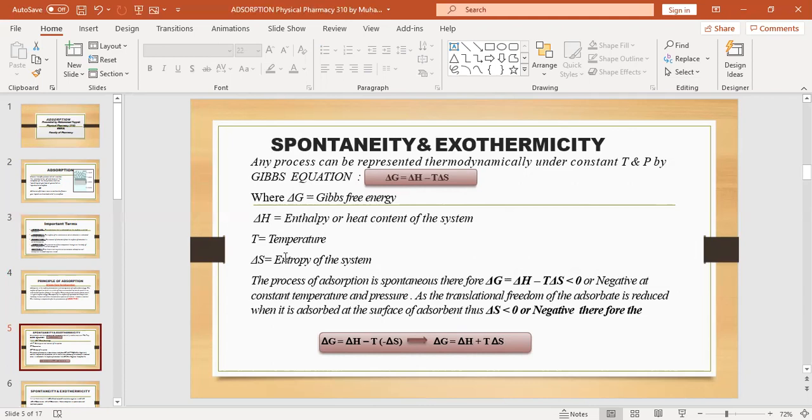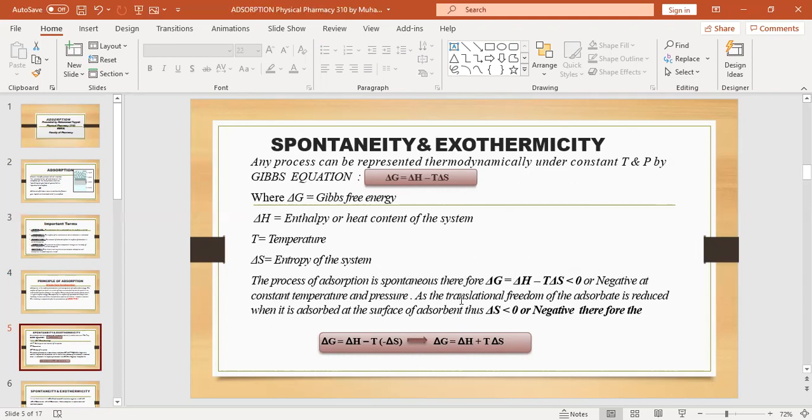The process of adsorption is spontaneous. Therefore, delta G, which is delta H minus T delta S, is less than 0. Because we are not adding any energy into the system, it will occur by itself. So less than 0 means it is negative at constant pressure and temperature.